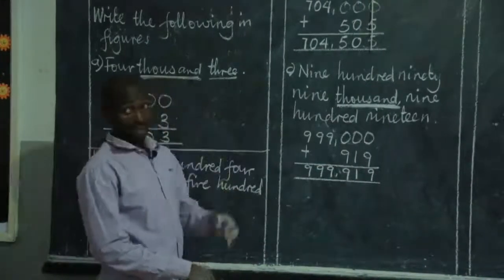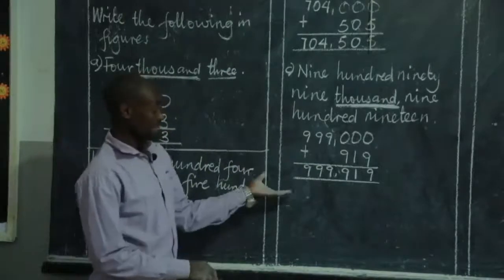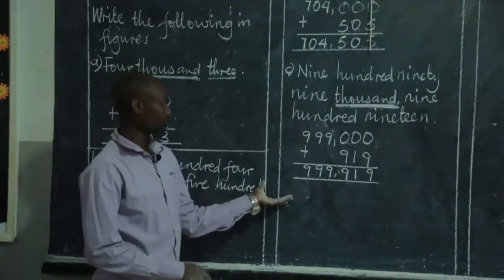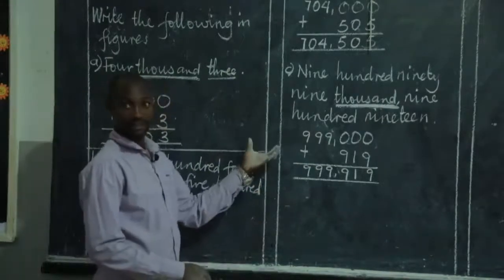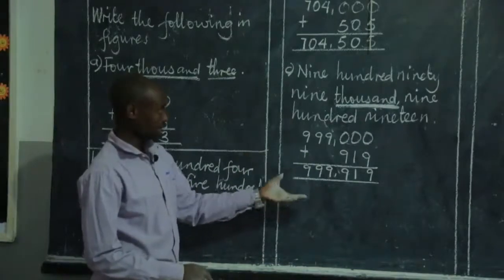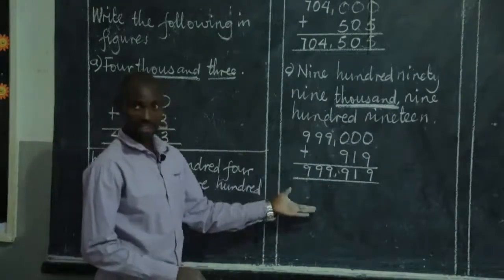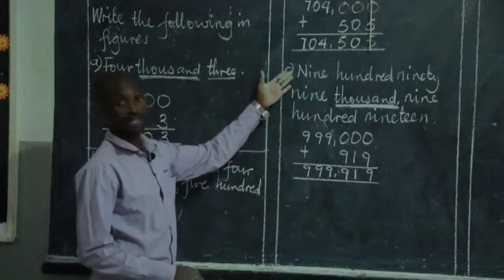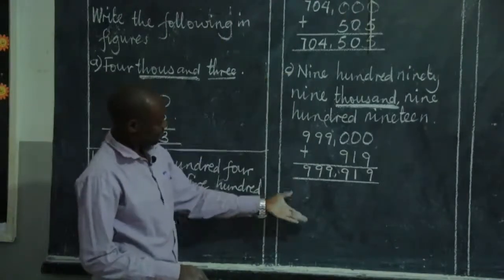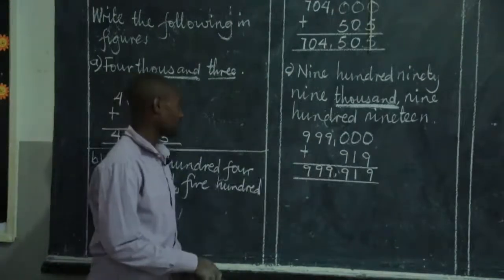999,919. And you children, after writing your answer, I expect you to go back and read it. Don't just write a number and go away. Go back and read it and see whether it will match the words which you were given. So the number which was given is this one.